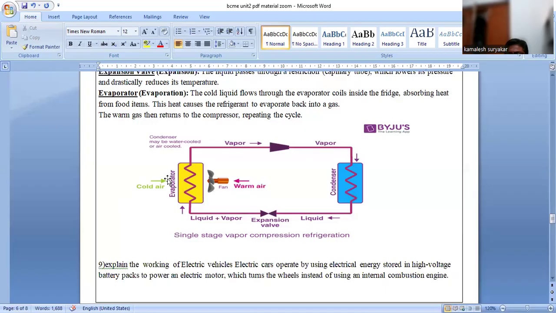In these items kept here, the heat is continuously taken and sent to the condenser, that is, the heat is passed outside. And now the condenser cools it, and again that liquid is sent to this expansion valve. In the expansion valve, again expansion of that liquid is done. Again the liquid plus vapor enters this evaporator, carrying the heat from this portion and sending it to the next stage.